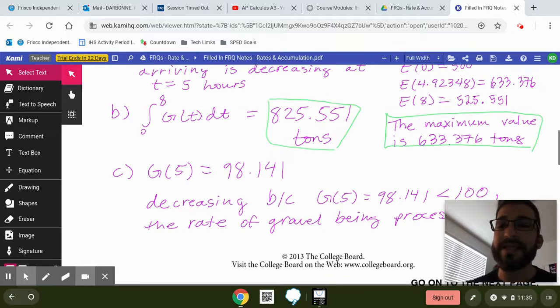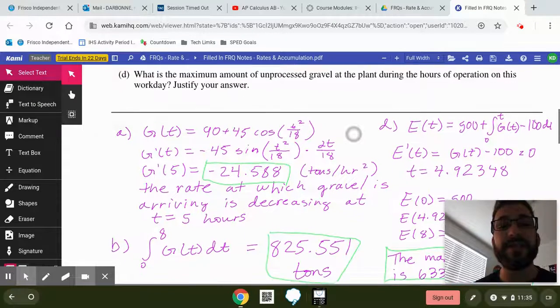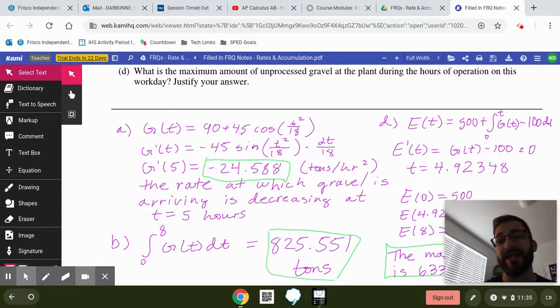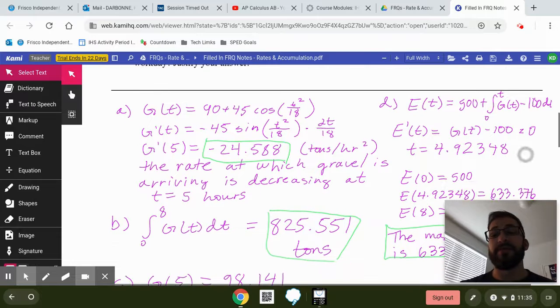Okay, and then last but not least, part D, it was the doozy. So we had to find the maximum amount. So we had to consider everything that was happening. We had to consider the amount of gravel that was there when the day started, which was the 500 tons. And then because we wanted to find the actual amount, we had to integrate both functions, the rate of it coming in and the rate of it being processed. So we did G of T minus the 100, G of T being it coming in, 100 being it being processed. So then we found the derivative of that because I needed to find a maximum.